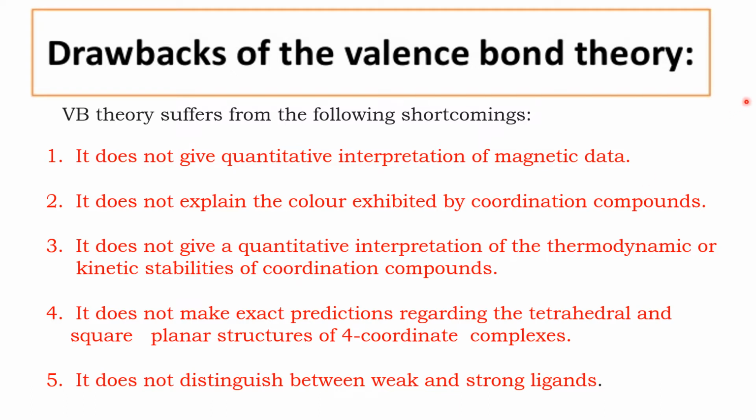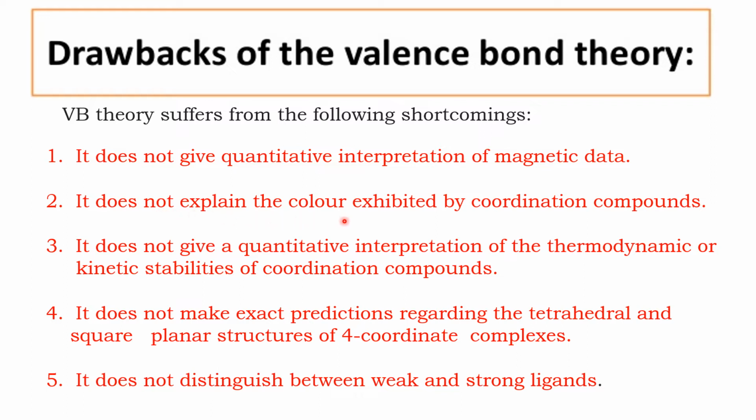Now we have to see what the drawbacks of VB theory are. VB theory does not give a quantitative interpretation of magnetic data. It tells whether the molecule is paramagnetic or diamagnetic, but it does not give a quantitative interpretation of the value. Why the value is 1.73 or 3.23, and so on, VB theory was not able to give that experimental interpretation.